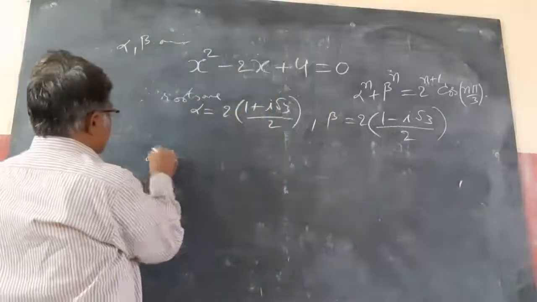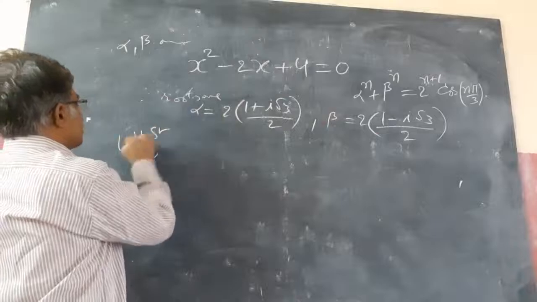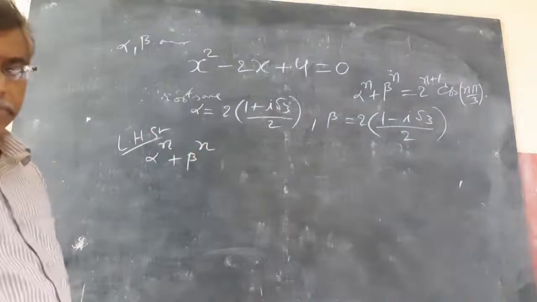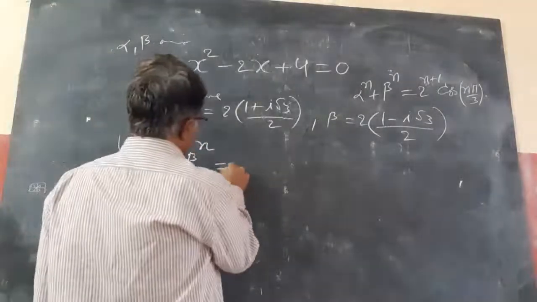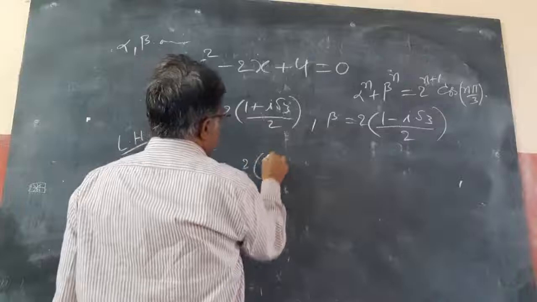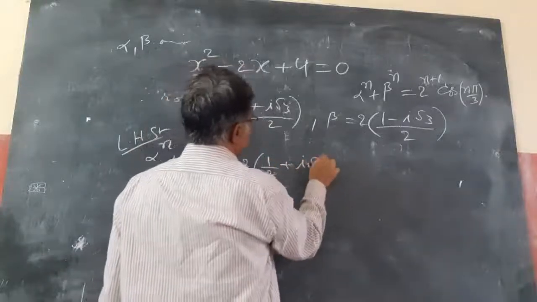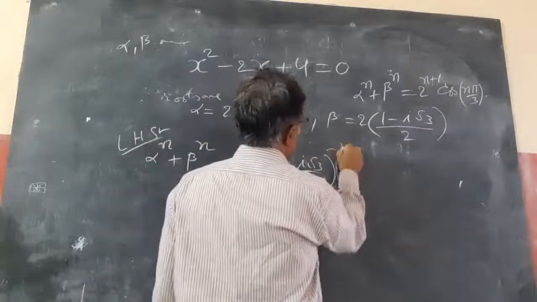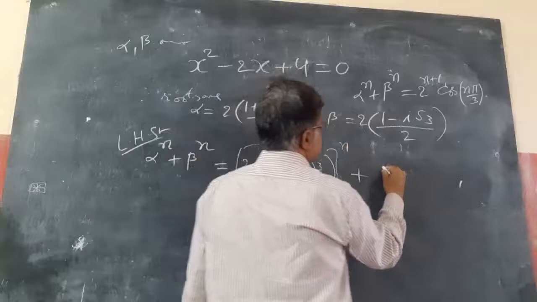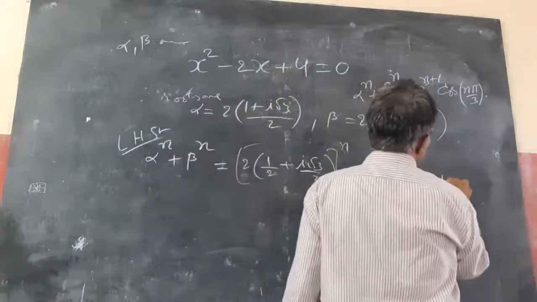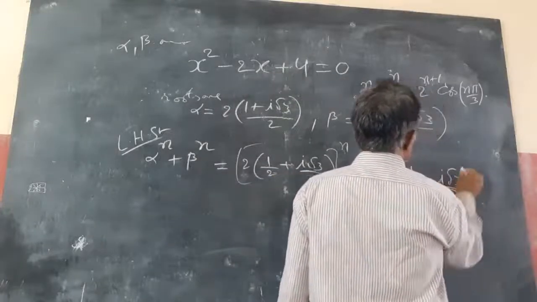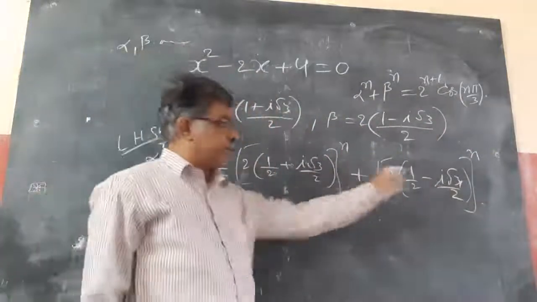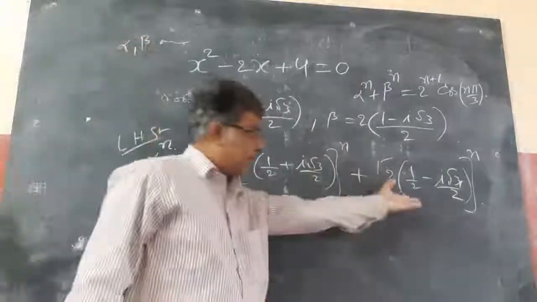So alpha power n, LHS I am taking now, like the previous term. Alpha power n plus beta power n equal to 2 into 1 by 2 plus i root 3 by 2, whole power n, plus beta is this, same, 2 into 1 by 2 minus i root 3 by 2, whole power n. Alpha is this, beta is this, alpha power n is whole power n. That's it, alpha power n plus beta power n I wrote.